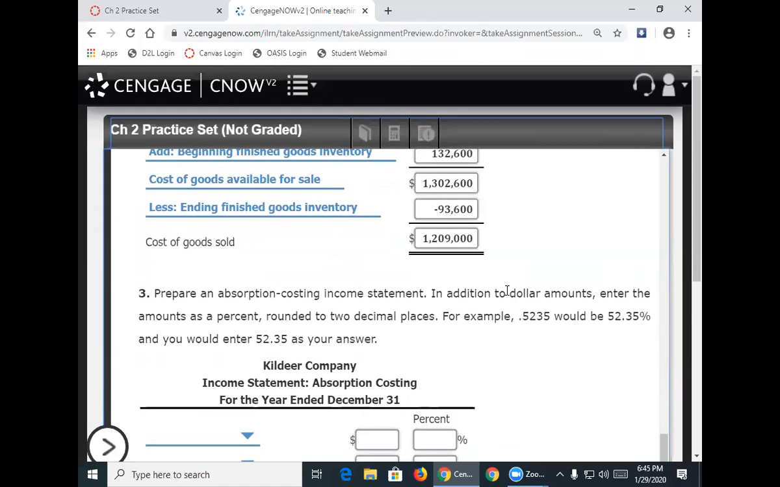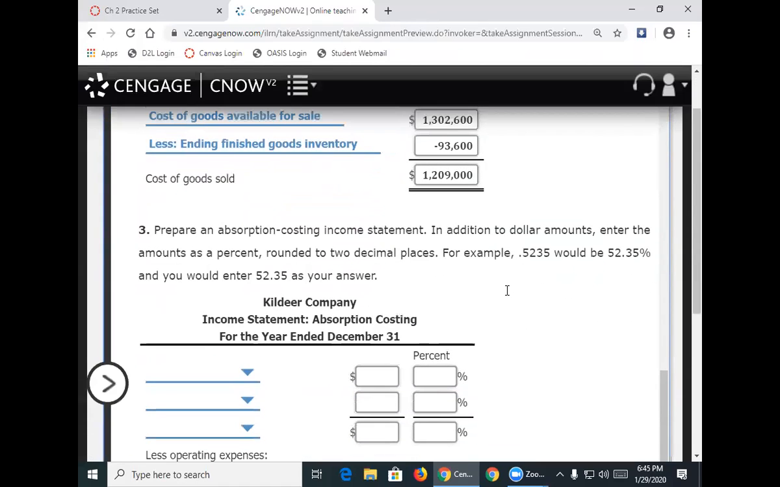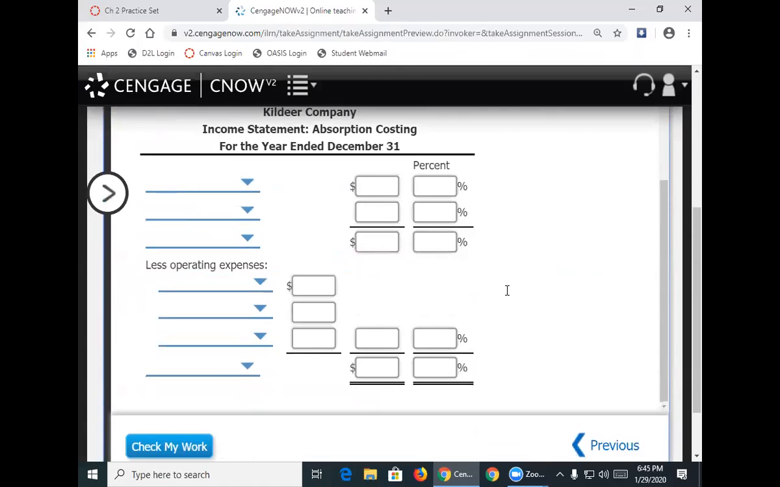So then it just says prepare an absorption costing income statement, and then we want to show dollar amounts entered as percentages for sales. So absorption costing is the same as full costing. It's just sales minus cost of goods sold equals gross margin. Like the one we did previously, they just called it an absorption costing income statement, which makes sense when we talk about variable costing later.